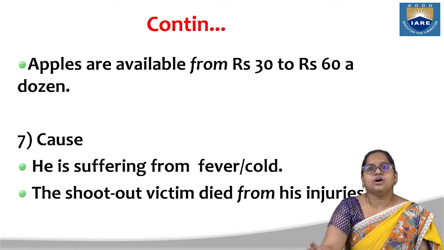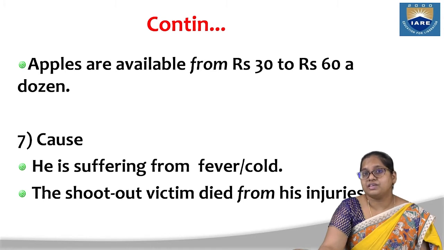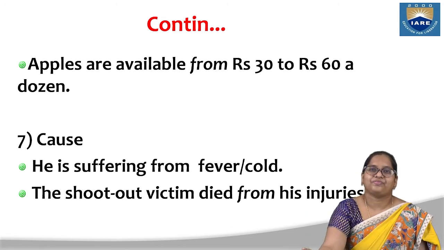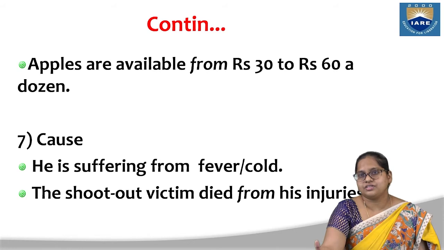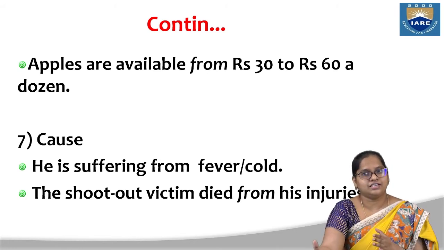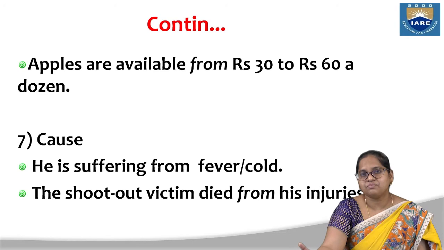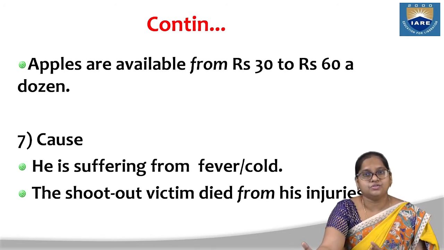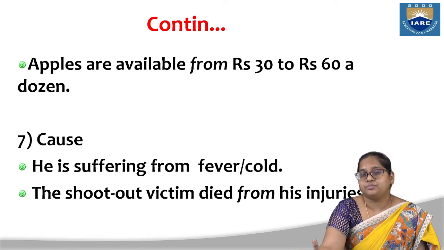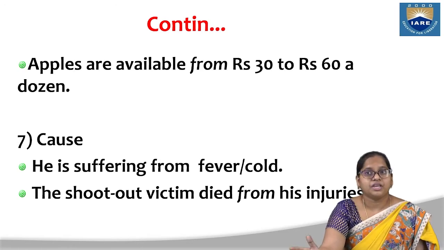Next, the shootout victim died from his injuries. So you are talking about the cause, and the cause is that he died because of his injuries, some wounds that deeply wounded him, and that's why he died of that. So when you are referring to that, you can use this as a good preposition. The shootout victim died from his injuries.